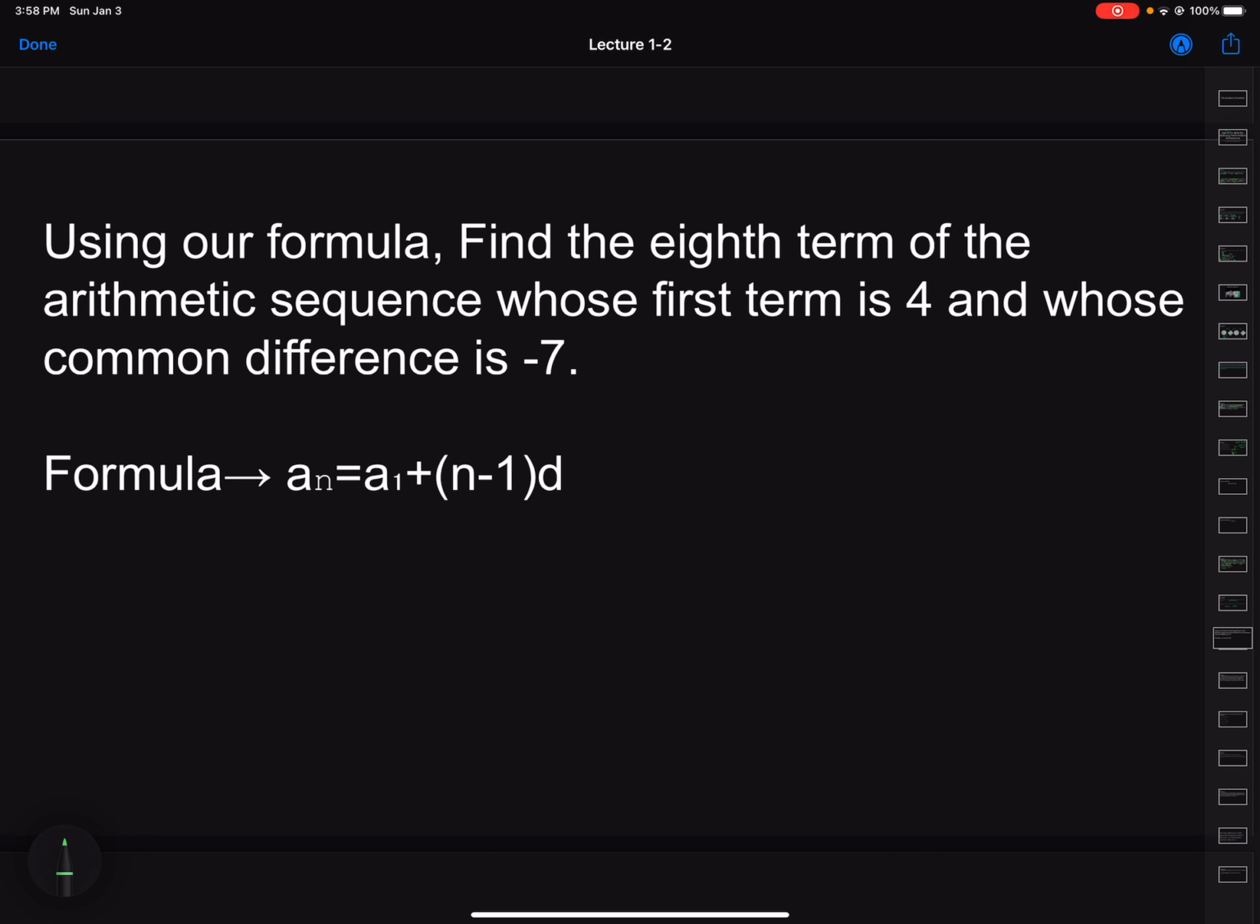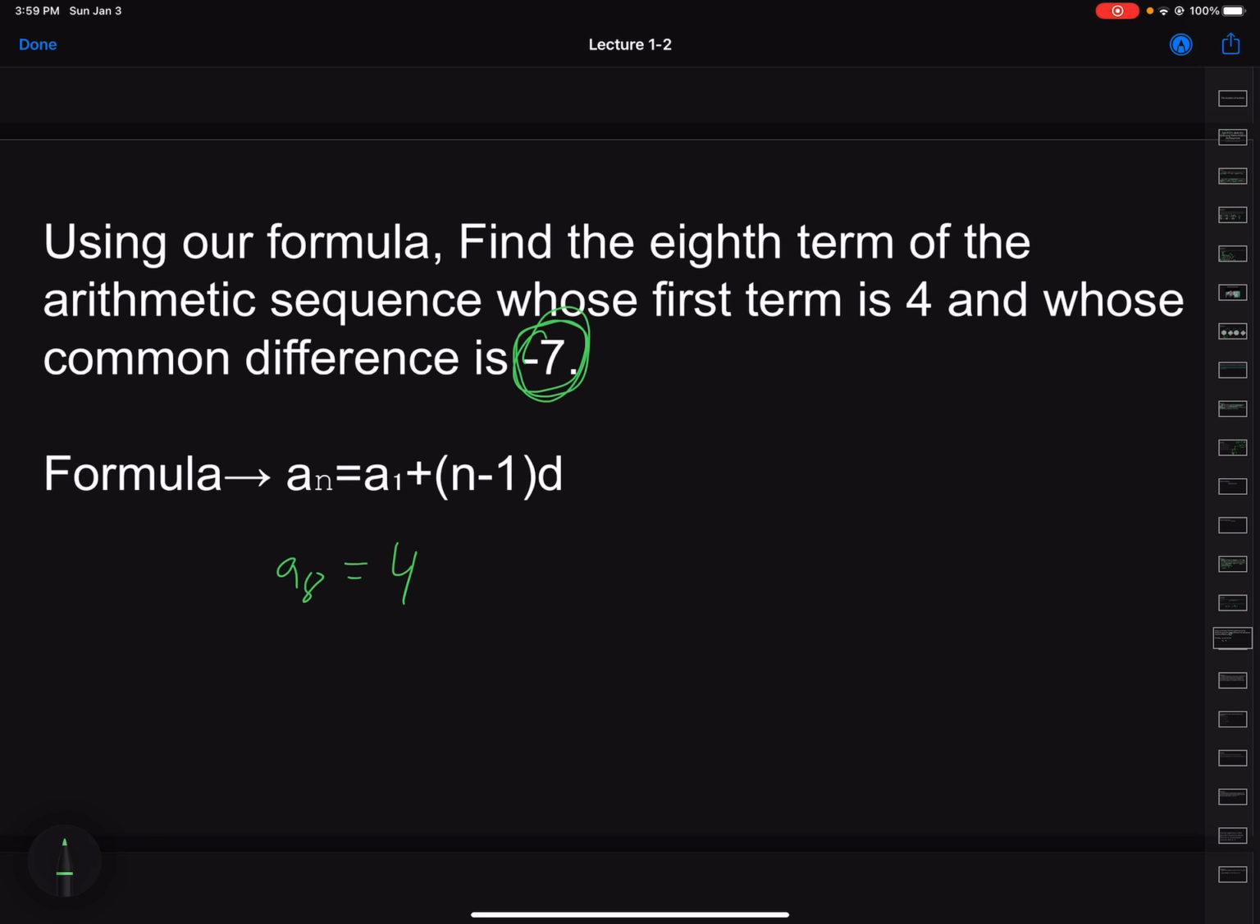We use that formula to find something like the 8th term of the arithmetic sequence whose first term is 4 and whose common difference is negative 7. And you'll see how simple this is. So we're looking for the 8th term, or a sub 8. And we know a sub 1. We know our first term is 4. And then what happens with each step? Well, with each step, we're going to be subtracting 7.